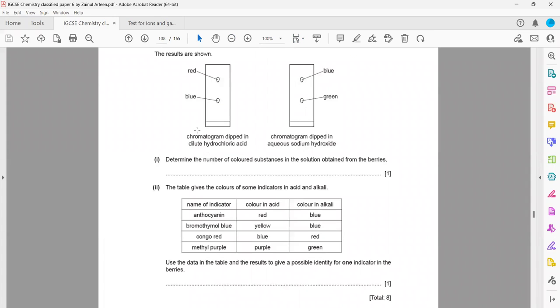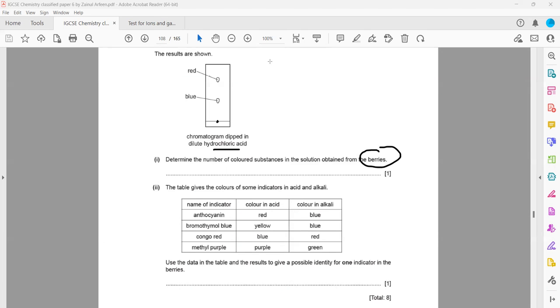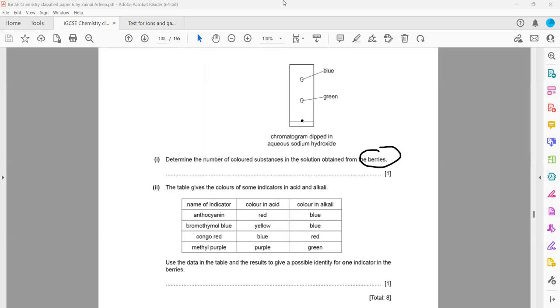Then sir, the question didn't specify whether the paper was dipped in dilute hydrochloric acid or sodium hydroxide. Yeah, it is the same paper that determined the number of colored substances in the solution obtained from berries. This is the chromatogram of the berries dipped in hydrochloric acid, and this is the chromatogram of the berries dipped in sodium hydroxide. Forget about sodium hydroxide, how many spots do you see? Two. So you'll write two here. Same thing if you don't bother about this one and check sodium hydroxide, how many spots are there? Also two.